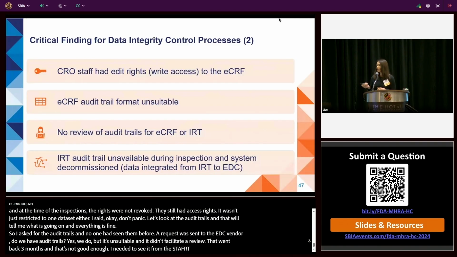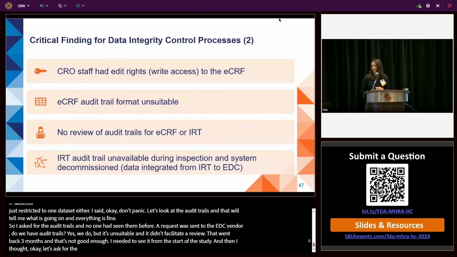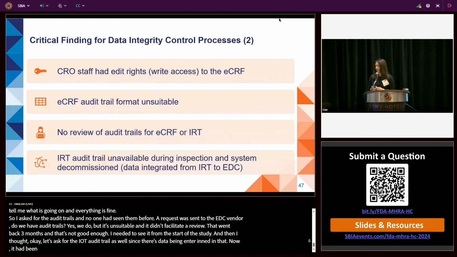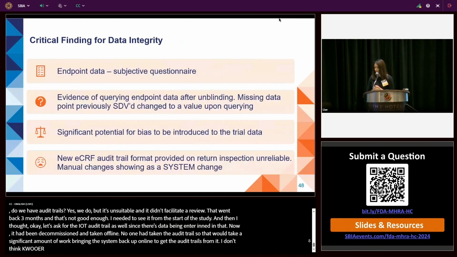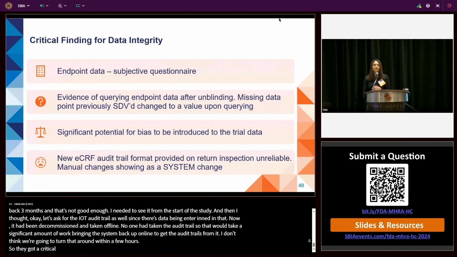And then I thought, well, okay, let's ask for the IRT audit trail as well, seeing as there's data being entered into that. Now, at the time of the inspection, the IRT had been decommissioned and taken offline. Nobody remembered to get the audit trails, so that would take a significant amount of work of bringing the system back online to then get the audit trails from it. I don't think they were going to turn around that document request within a few hours. So they got a critical finding from data integrity control processes. So that's the first critical.